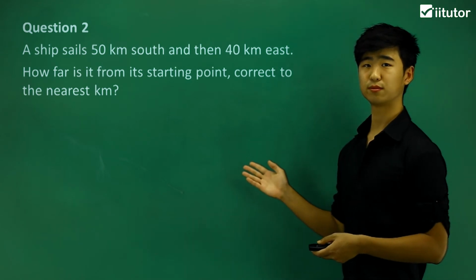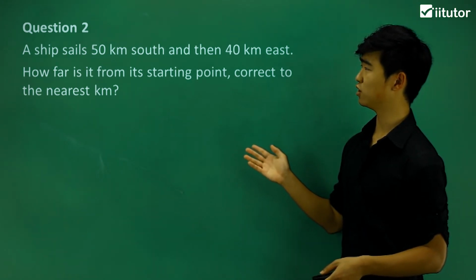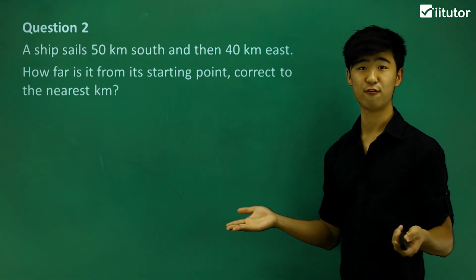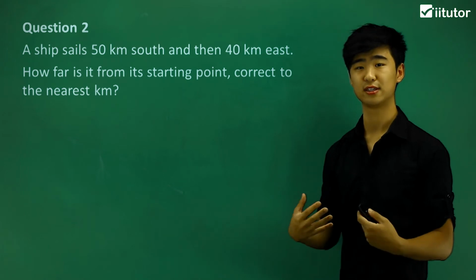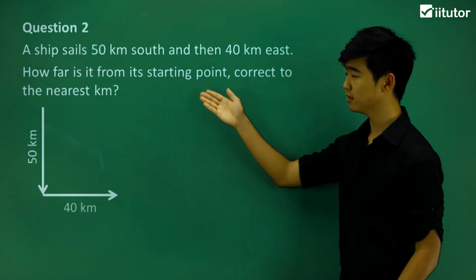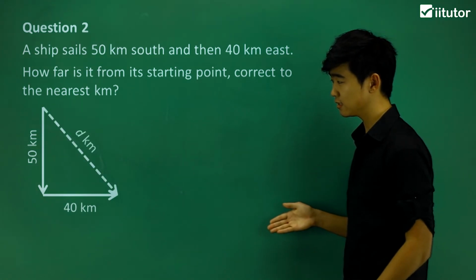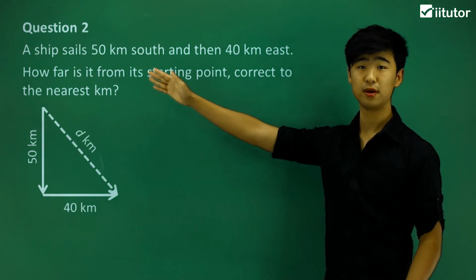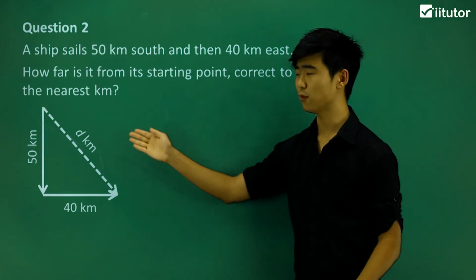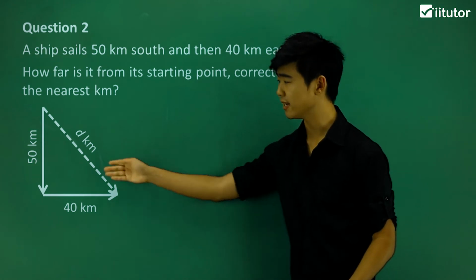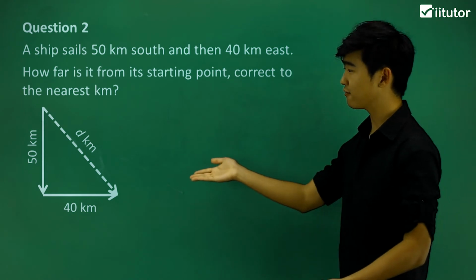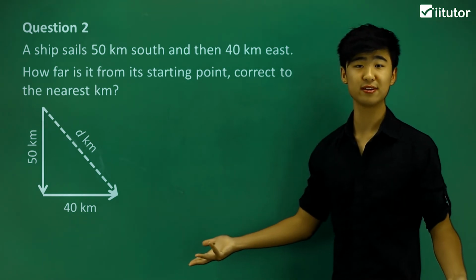Now, question number 2. A ship sails 50 kilometers south and then 40 kilometers east. How far is it from its starting point correct to the nearest kilometer? So let's try and draw this diagram out. It goes down and then east, and we want to know how far it is from the original starting point. Now when you go south and when you go east, it's going to intersect at a right angle there. So again, we have a right angle triangle in which we can use my Pythagoras theorem.